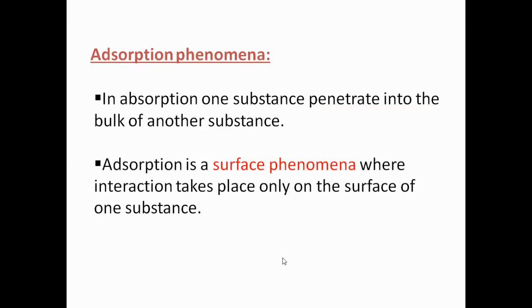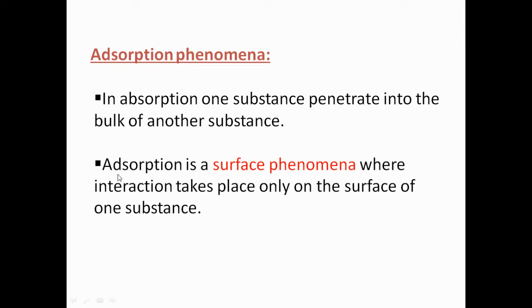And what is the principle involved in all these chromatography techniques? Mainly it is the adsorption phenomenon. What is the difference between adsorption and absorption? First, we'll look at absorption. Absorption is where one substance penetrates into the bulk of another substance. We can say water being absorbed into a sponge, that is, it goes into the layers of the sponge. The other term is adsorption, which is a surface phenomenon. So here the interaction takes place only on the surface of the substance.